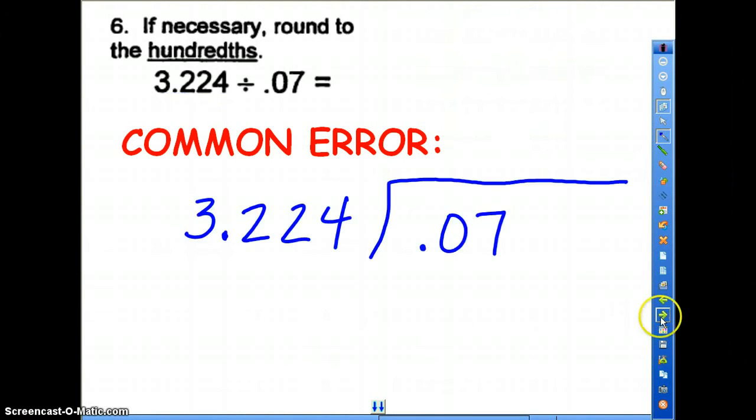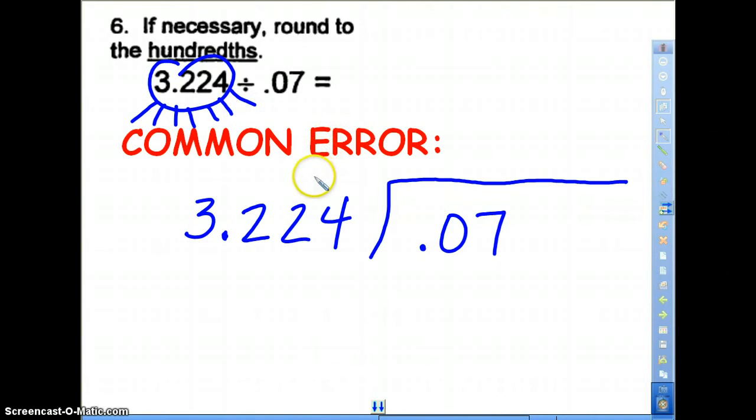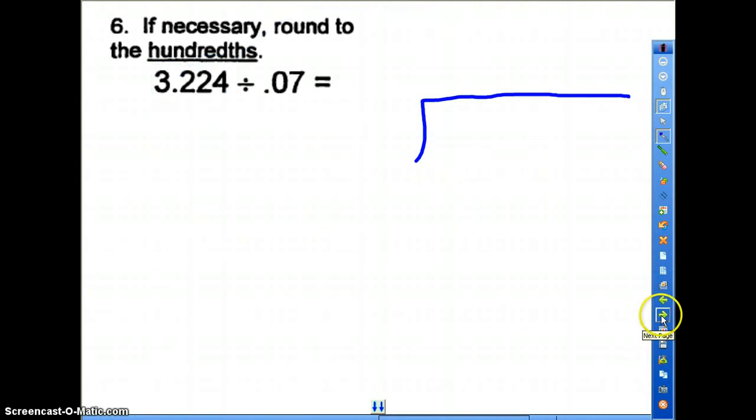Okay, common error. Take a look at this. We see this every year. What's wrong with this? Yeah, they put the wrong number in the house. 3.224 is being divided up into pieces, okay? The number that's being divided into pieces, and I don't care if it's a big number or smaller than the other number, the one that comes first always goes in the house, all right? Common error.